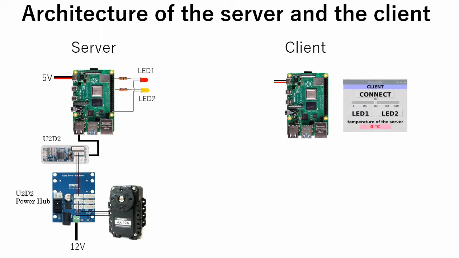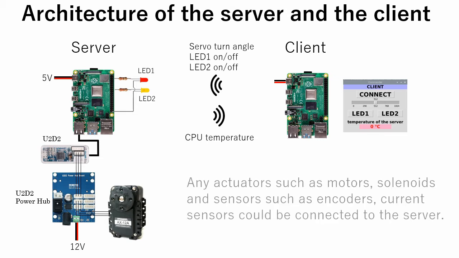This is the GUI on the client side. User inputs are converted to a string array and sent to the server. Every time the server receives the signal from the client, it returns the CPU temperature. Any actuators such as motors and solenoids, and sensors such as encoders and current sensors, could be connected to the server.